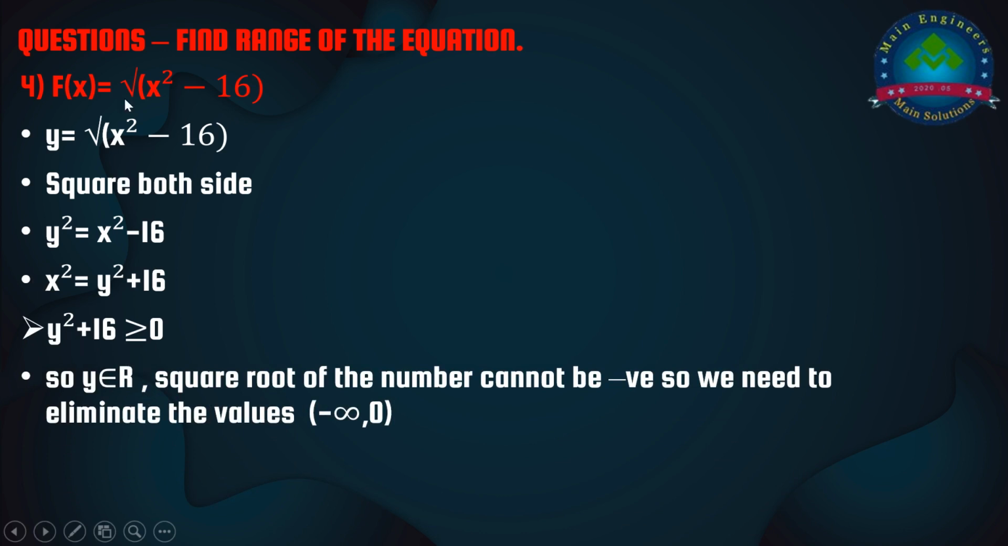But again, we have to see the initial function. It is a root, so the root of any expression is either 0 or positive. So we have to eliminate the values from minus infinity to 0 from the real numbers, since the square root of a number cannot be negative. So the range is 0 to infinity. 0 is included, as it is equal to 0. So this is our range.